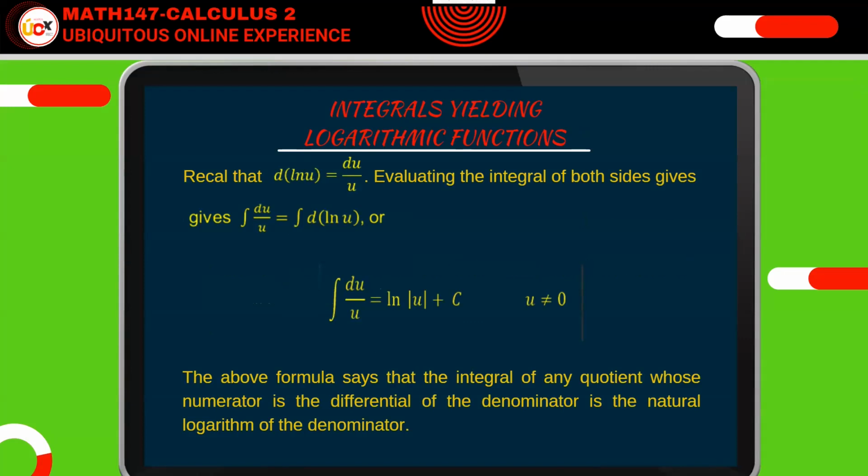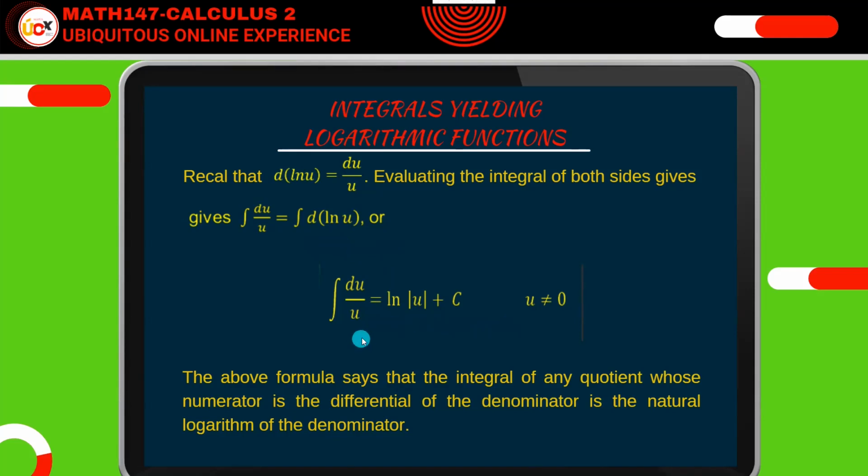Recall that in Calculus 1, the differential of natural log of u equals du over u. Evaluating the integral of both sides of this equation gives us the integral of du over u, which is equal to the integral of the differential of the natural log of u. So the integral of du over u is the natural log of the absolute value of u plus the constant c, provided that u is not equal to 0. We put the absolute value sign because the argument of the natural log must always be a positive number.